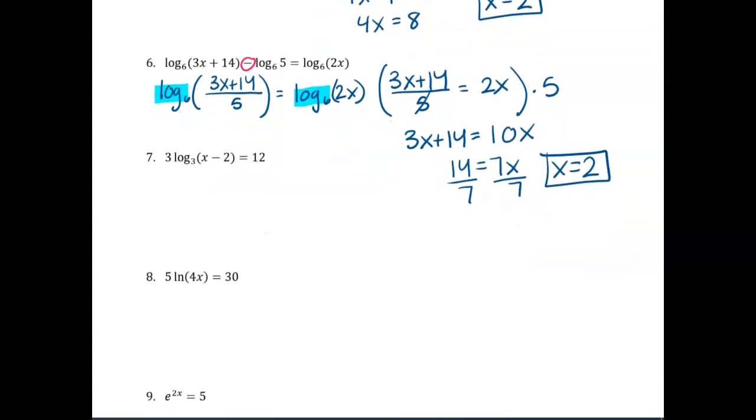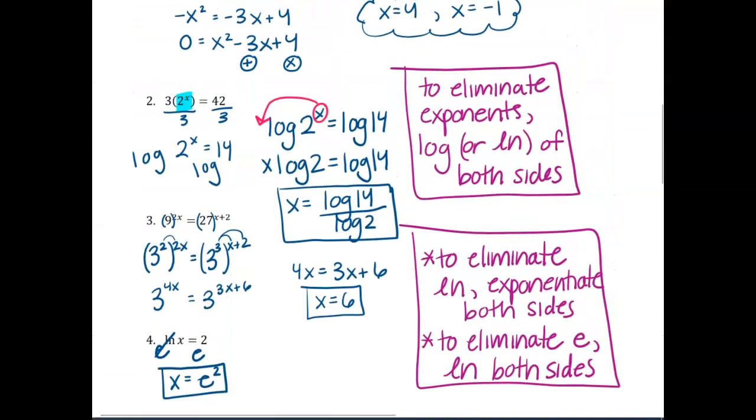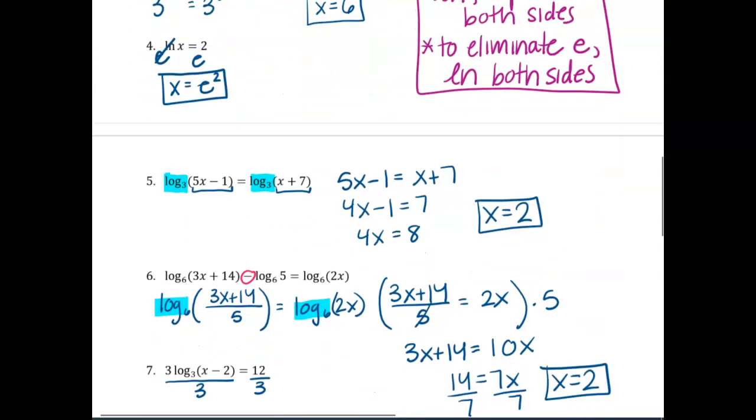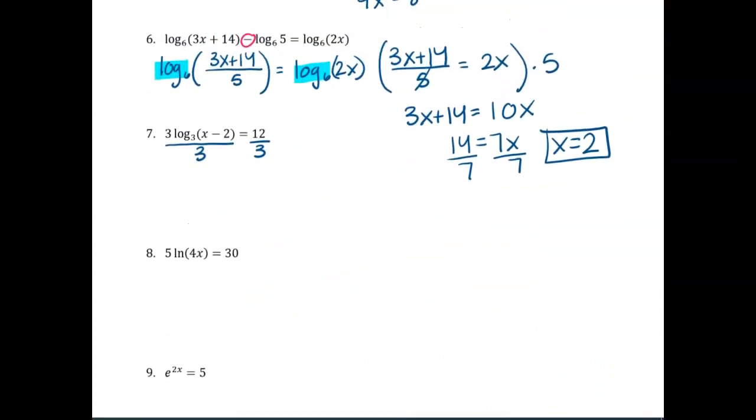Okay, number 7. Before we really can use anything, let's divide by 3. If we have anything before our log or exponential function, for example, up here, when we had 3 times 2 to the x equals 42, we got rid of that 3, since it was being multiplied by the exponential piece. If we have something multiplied by the log piece, same thing.